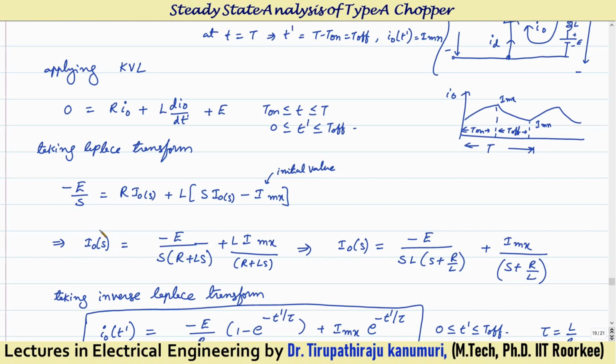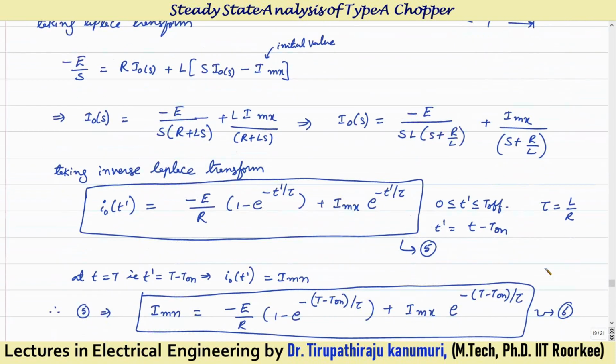So this I can proceed. I can write I naught of S is equal to minus E divided by S by R plus LS, plus L into Imax by R plus LS, because I have separated I naught of S. From this, when I simplify, I naught of S I can write as minus E by SL into S plus R by L. Here also I am separating out L, since I want it in the S plus form, so L and L will cancel. This will become Imax by S plus R by L.